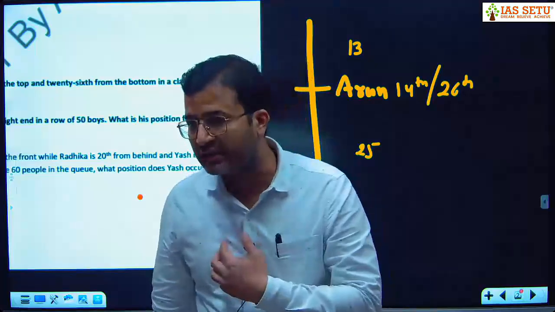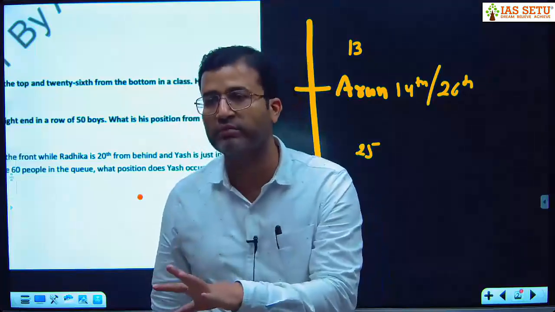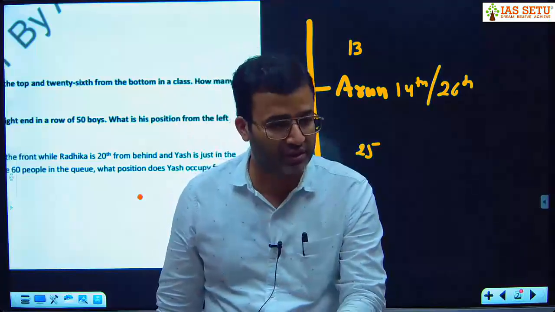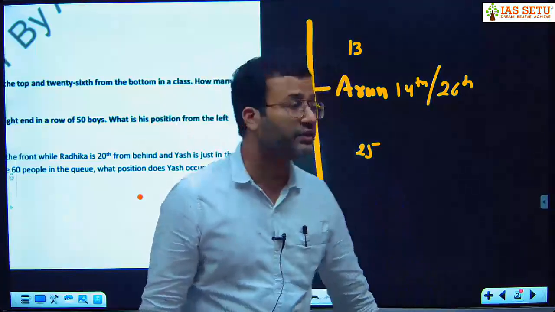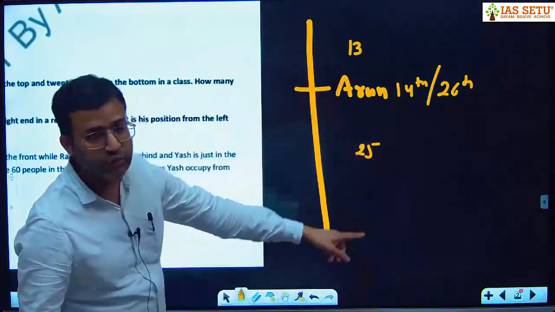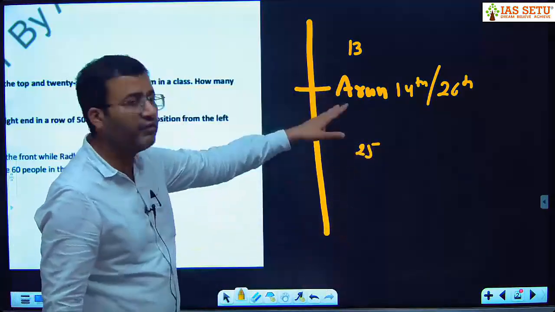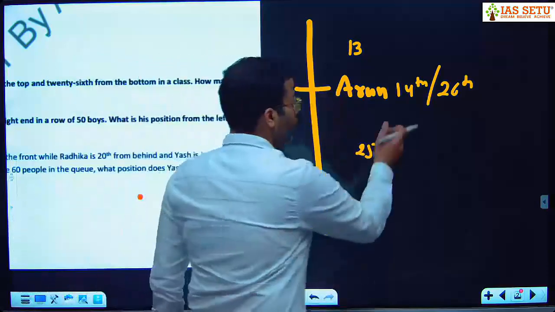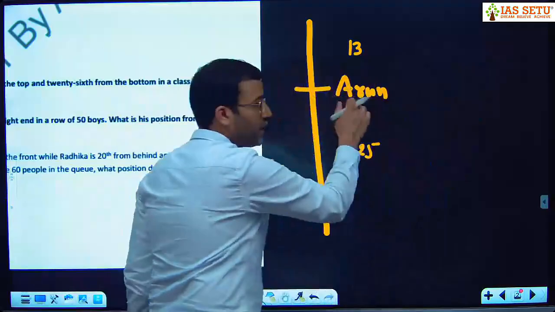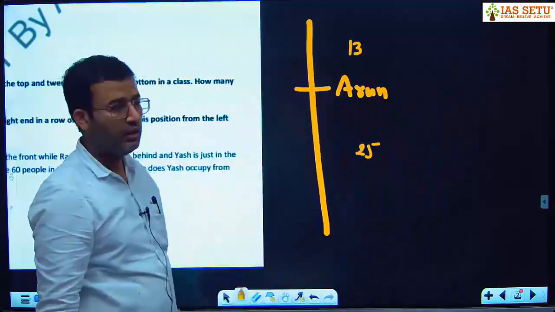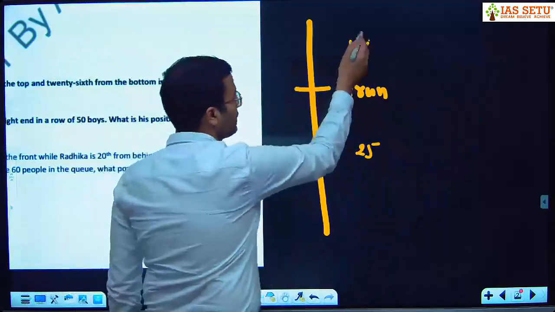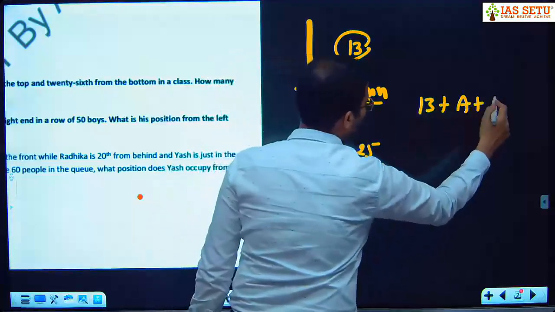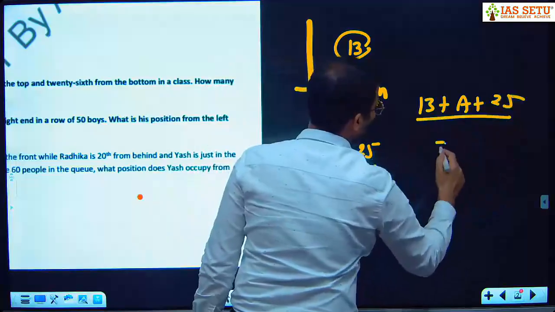If my ranking is third from the bottom, there are 2 below me. Okay. If my ranking is fourth from the bottom, it means there are 3 below me in the ranking. Similarly, if Arun is 26 from the bottom, it means there are 25 below Arun. That's why Arun is 26. The only mistake students make is they count Arun twice. It gives you the total persons. This is 13, then Arun, then 25. 13, Arun, 25. So you get a total of 39.